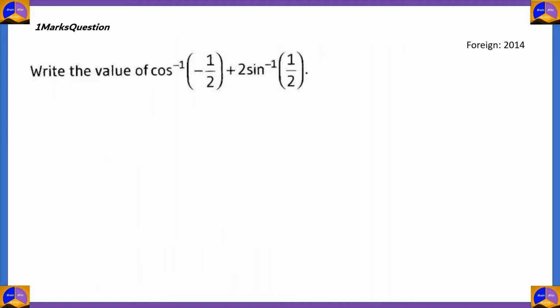Now let's move on to our next question. Write the value of cos inverse of minus 1 by 2 plus 2 sine inverse of 1 by 2.